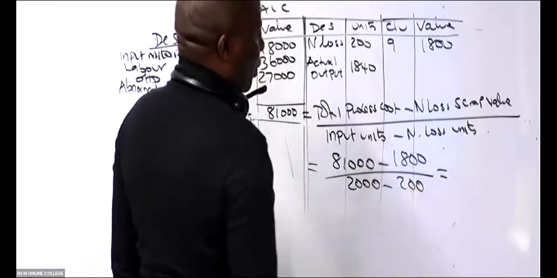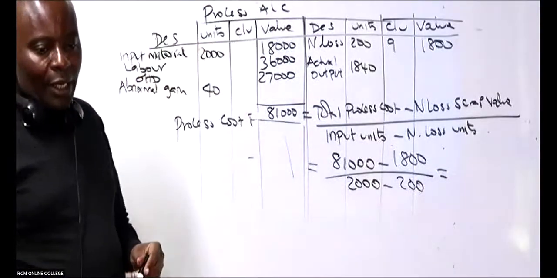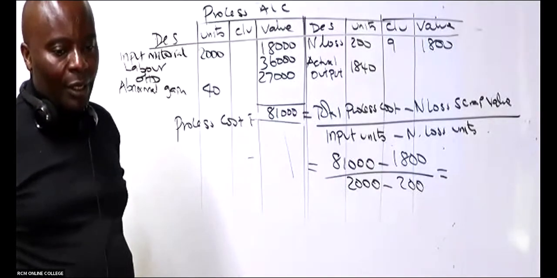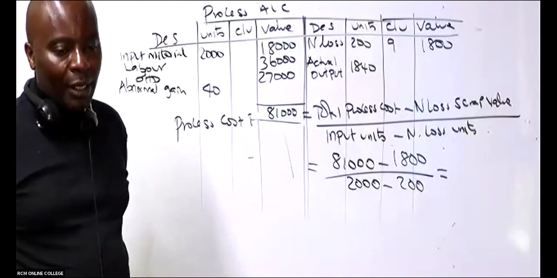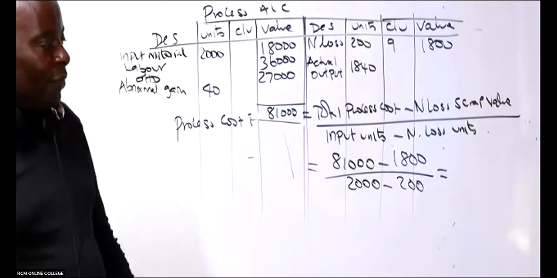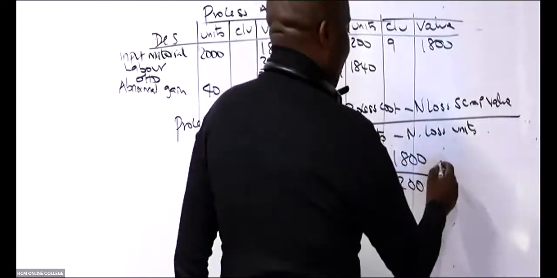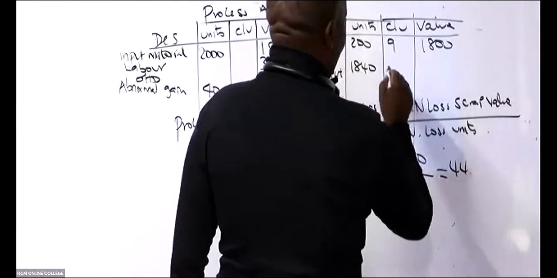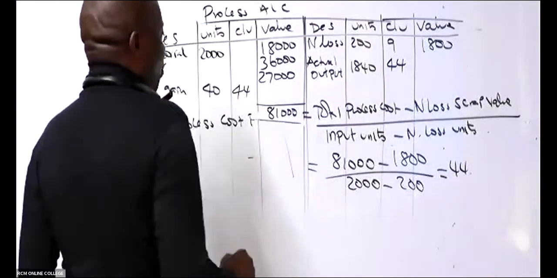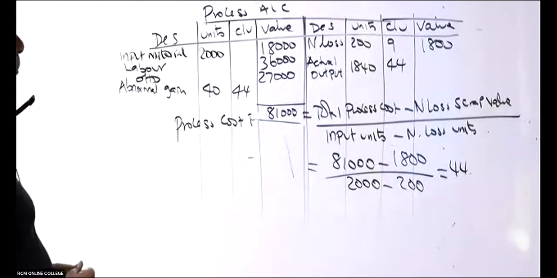So then are you able to move slowly and give me the final answer here? 81,000 minus 1,800, divided by 2,000 minus 200. I'm being given a figure of 44. So this 44 is what you put there and here. That is what you put there and like that.